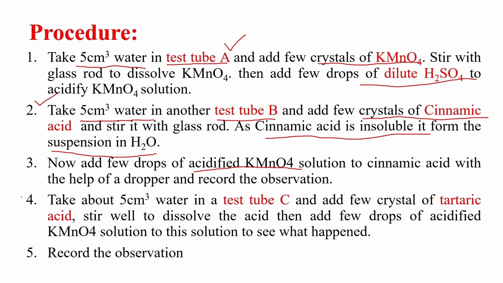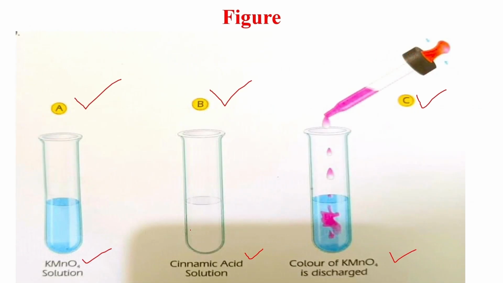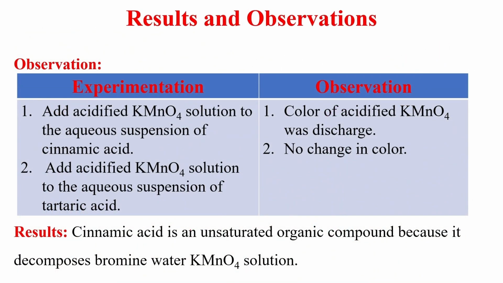At point 4, we will take test tube C and similarly add 5 cm³ of water, and further add a few crystals of tartaric acid. At the end, add a few drops of the acidified KMnO4 solution. And what will happen? It means there will be no change in the color. This is basically the practical, and we will now see the observation and the results.